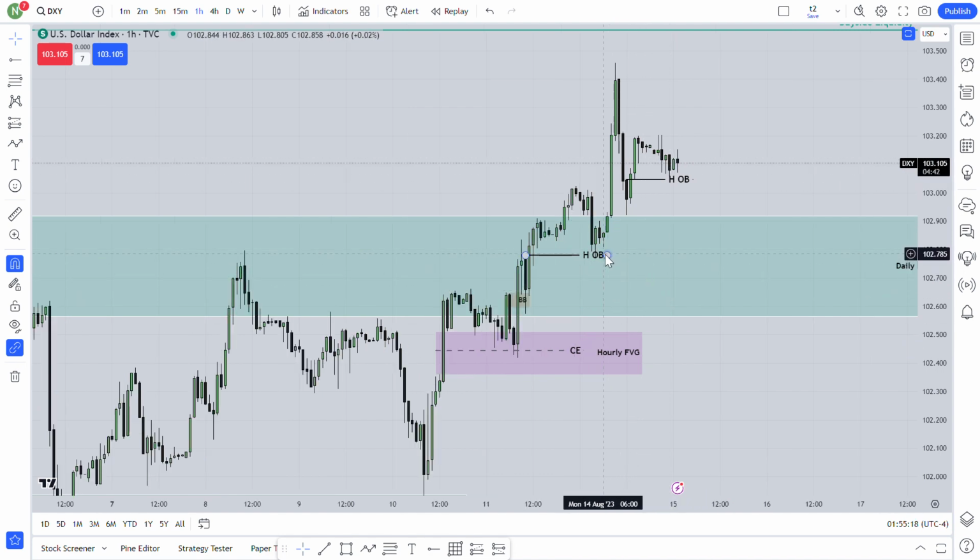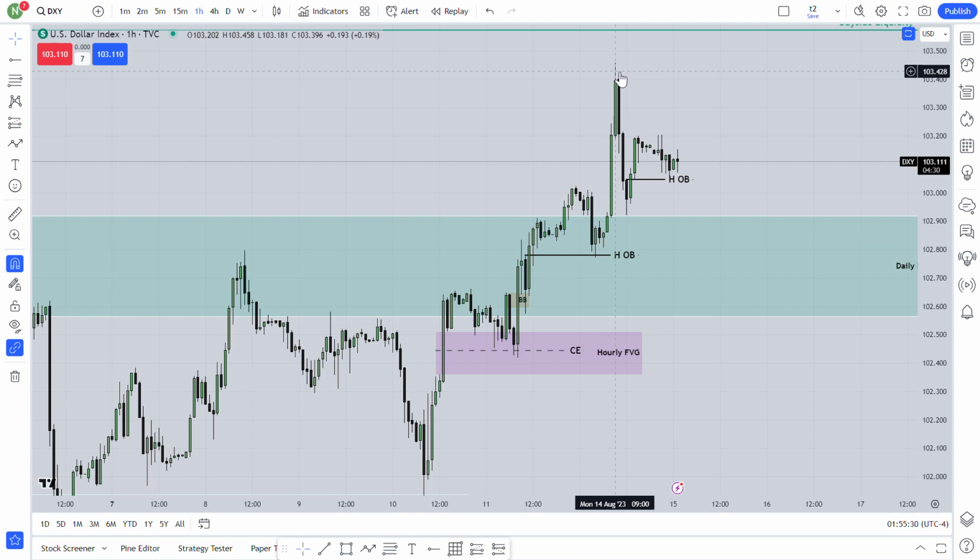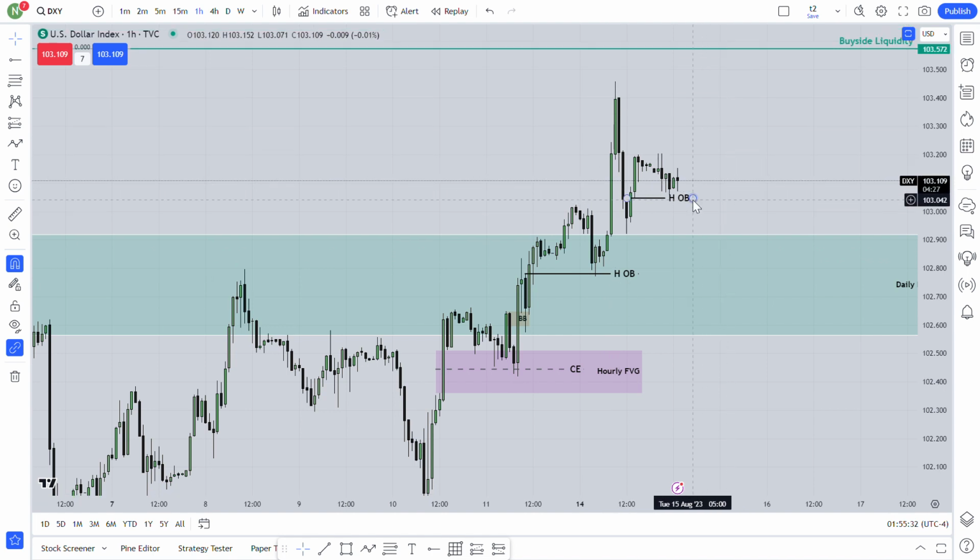Then it came back again to this hourly order block. You see the hourly order block, and then the market went again. It's a huge expansion. It was yesterday's expansion. Right now, the market is over here. I'm expecting this order block to respect, and the price will go over there.